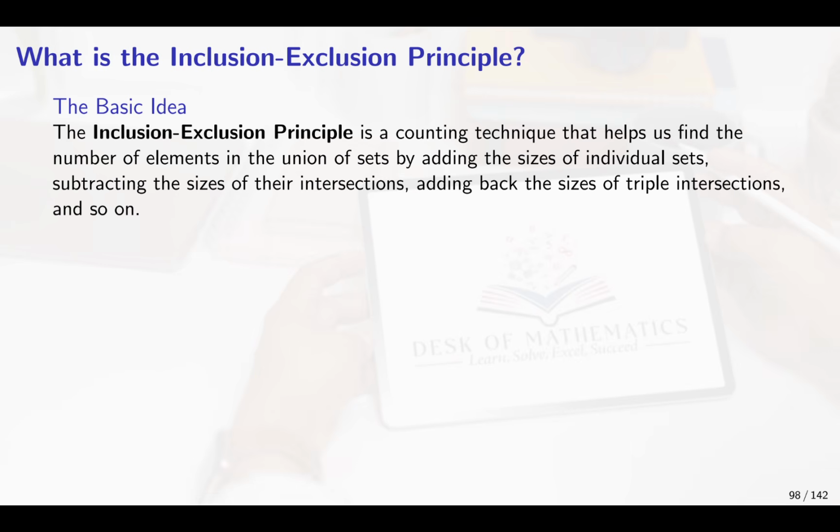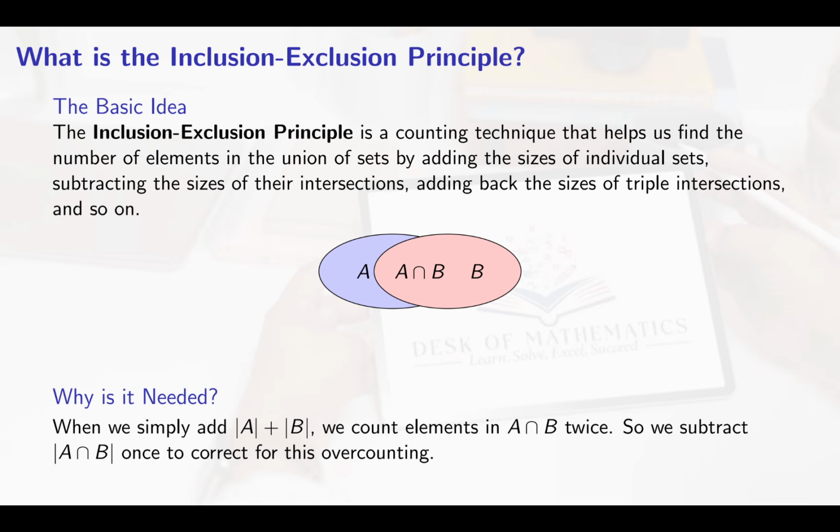So in the inclusion and exclusion principle, what we have is a counting technique that helps us find the number of elements in the union of sets by adding the size of individual sets, subtracting the sizes of their intersection, adding back the sizes of triple intersection, and so on. Why are we using it? When we simply add the cardinality of A and cardinality of B, this part is getting added twice. So we count the elements of the intersection twice, so we subtract the elements which are in the intersection.